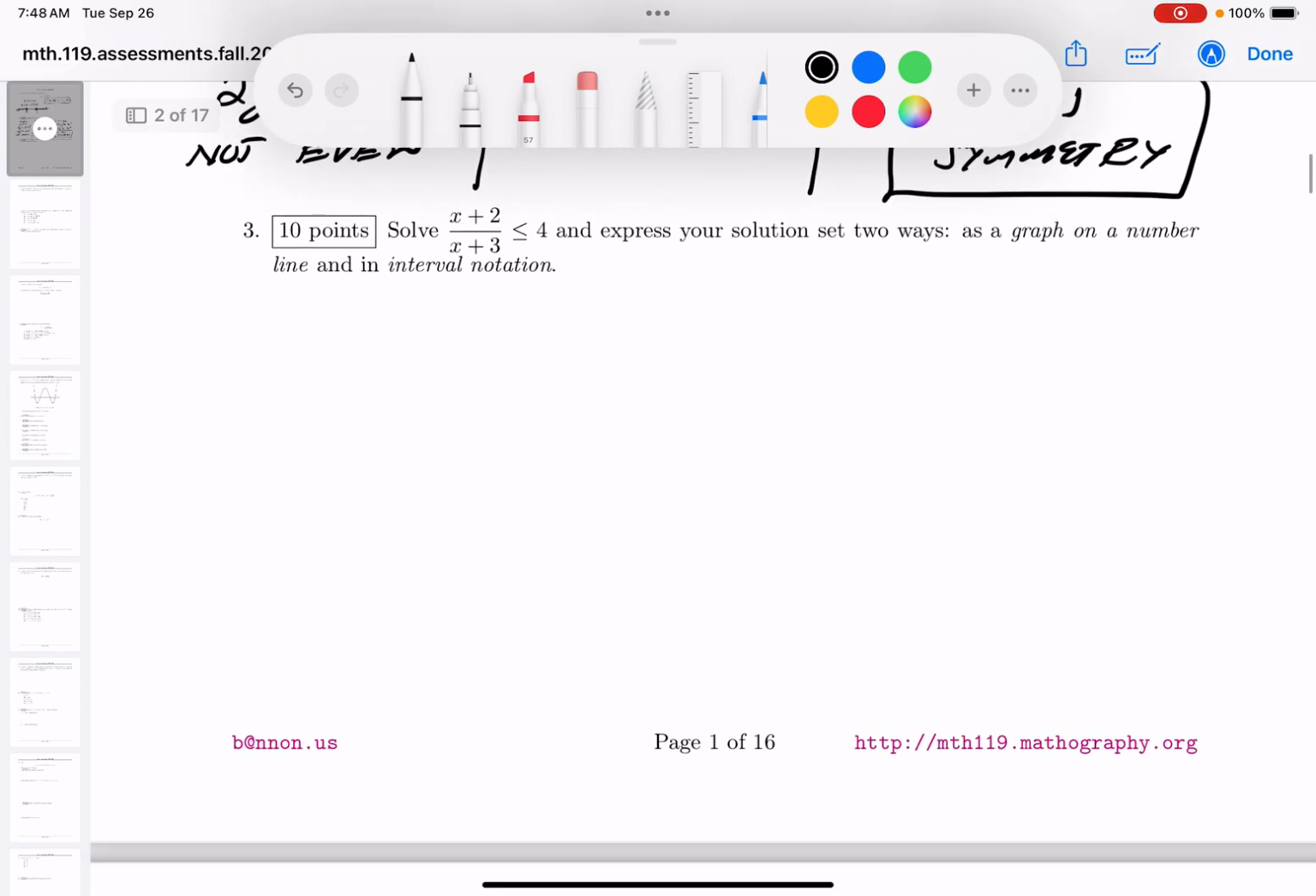All right, number 3, it's a rational inequality. It says graph it on a number line and also express it as an interval. All right, so we're going to put this over here. Let's solve for 0 first, so (x plus 2) over (x plus 3) minus 4. Well, I need to get a common denominator, so I'll say (x plus 3) over (x plus 3), and that's going to be less than or equal to 4.